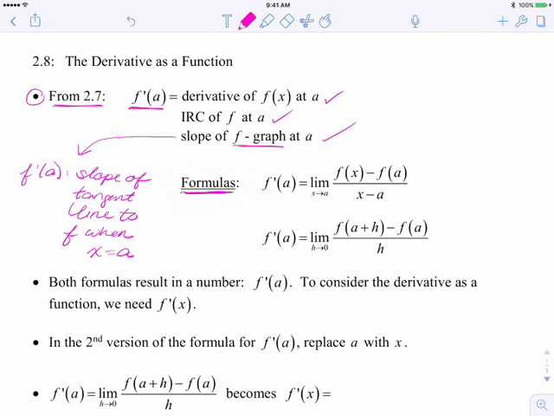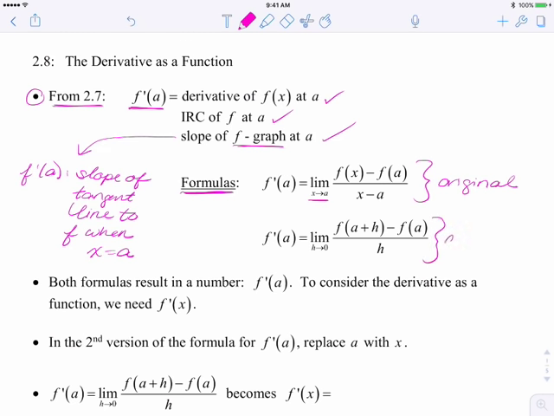So we saw two formulas for finding f prime of a. The first one, which is the original one, was f prime of a is equal to the limit as x approaches a of f of x minus f of a all over the quantity x minus a. Remembering that that fraction was the slope of the secant line through points P and Q, having coordinates a, f of a, and x, f of x. And we were looking at the slope of the secant line's behavior as x approached a, where x was the x coordinate of point Q and a was the x coordinate of point P. So that was the original version.